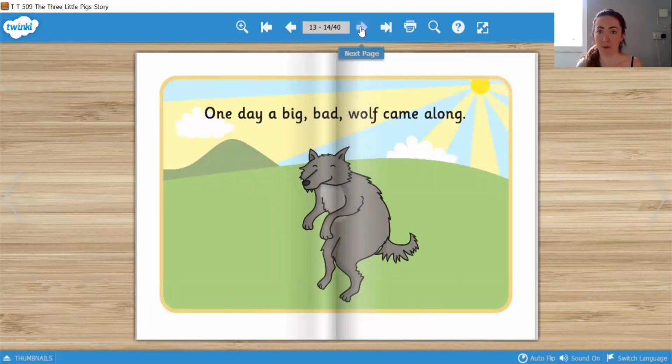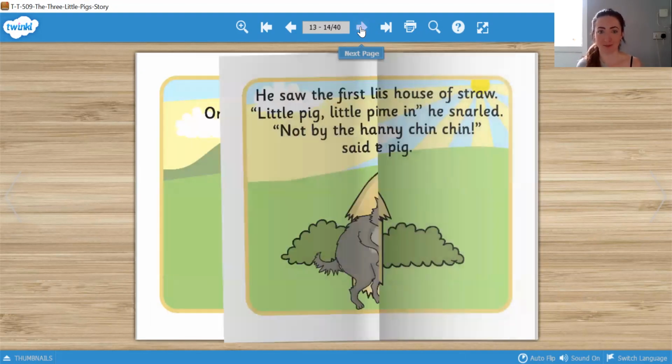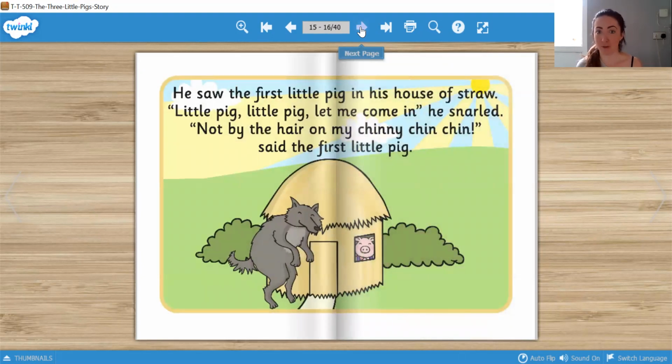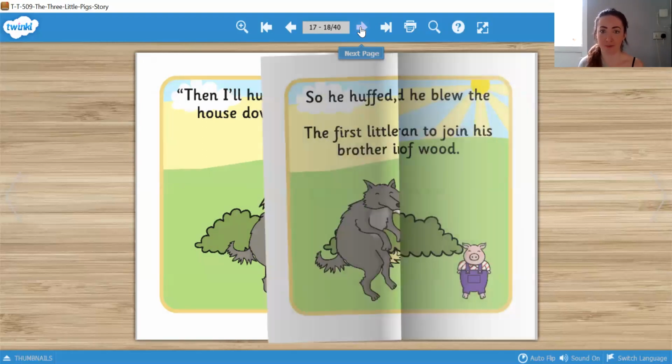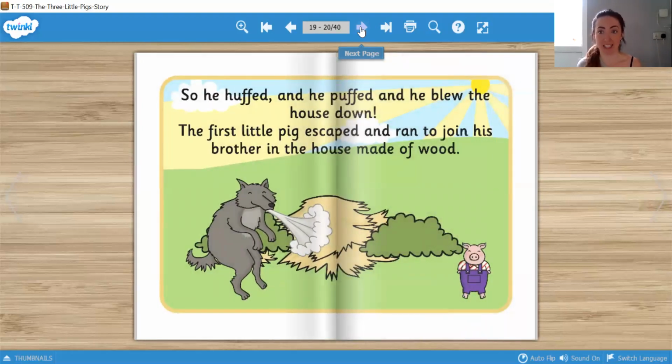One day, a big bad wolf came along. He saw the first little pig in his house of straw. Little pig, let me come in, he snarled. Not by the hair on my chinny chin chin, said the first little pig. Then I'll huff, and I'll puff, and I'll blow your house down, growled the big bad wolf. So he huffed and he puffed, and he blew the house down. The first little pig escaped and ran to join his brother in the house made of wood.